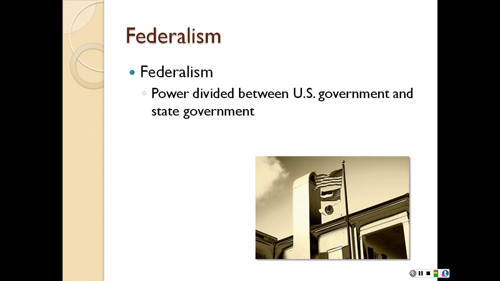The Constitution also divides government power between the national government and the state government, and we call that federalism. So authority is split between a single nationwide central government and several regional governments that control specific geographic areas.